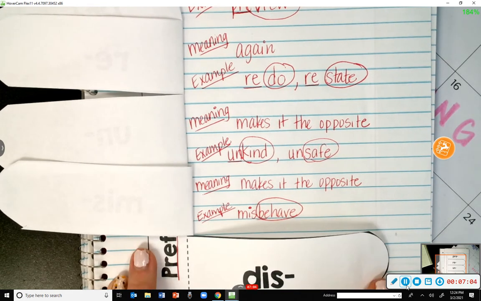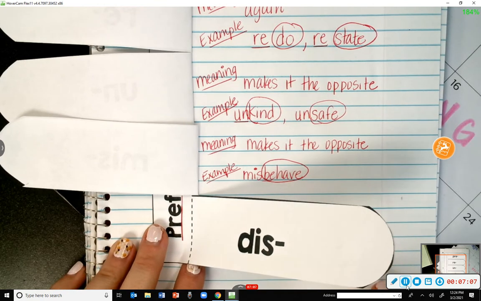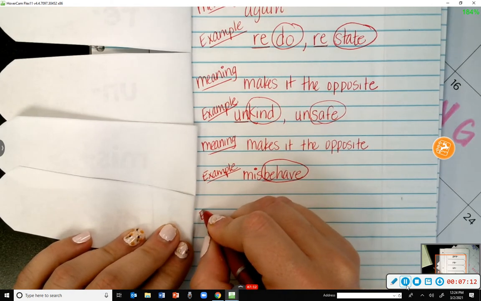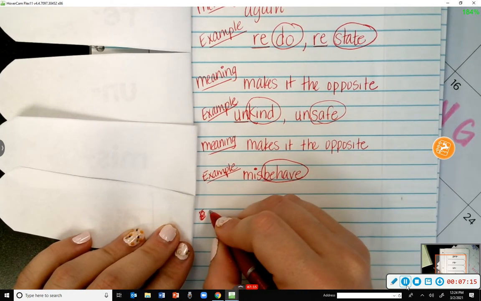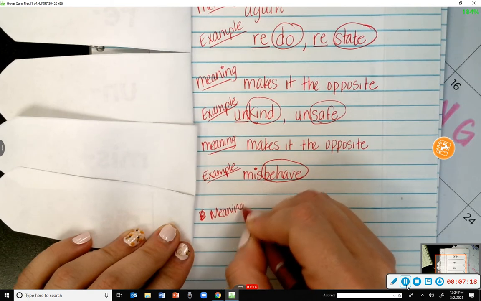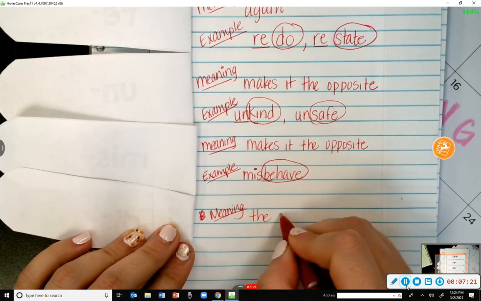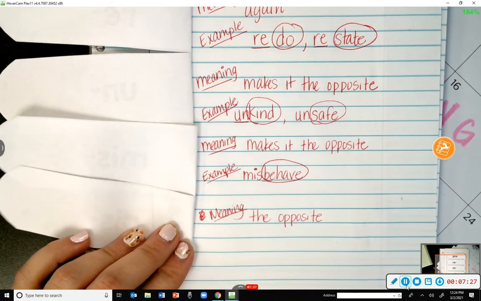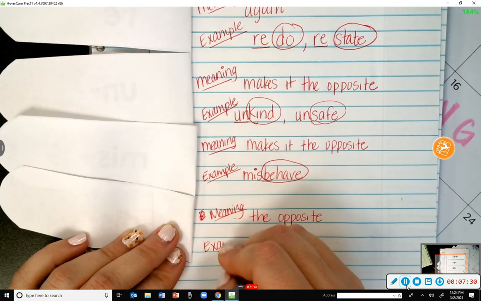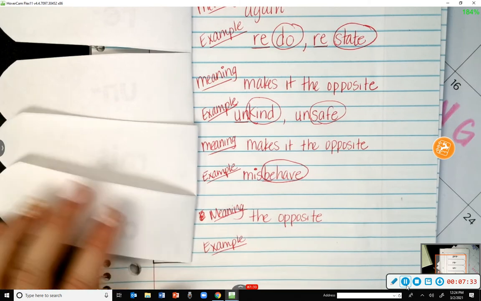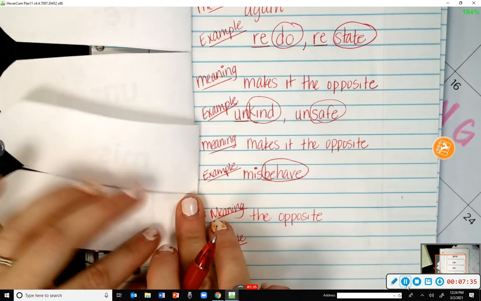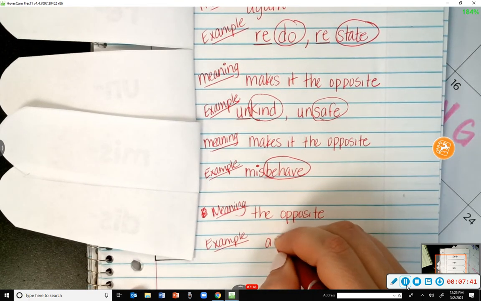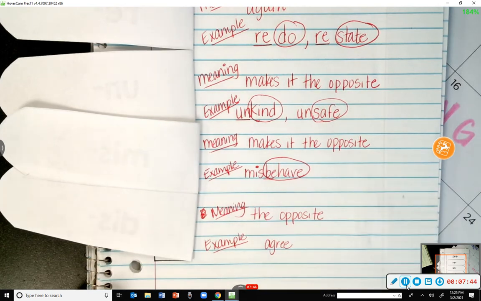Okay, the last one is dis. And that's the same thing. It's going to make the word the opposite. Meaning is the opposite. The example for dis, D-I-S. What about disagree? So if we agree, what does that mean? If I agree with you.